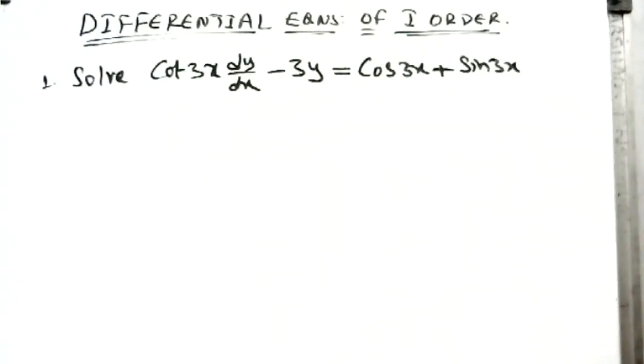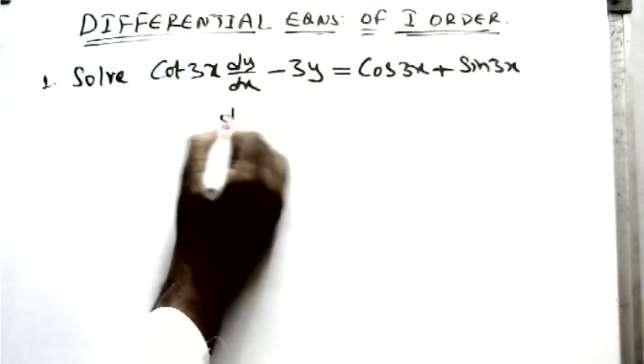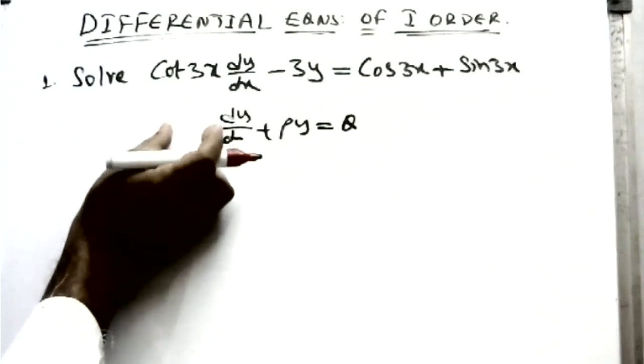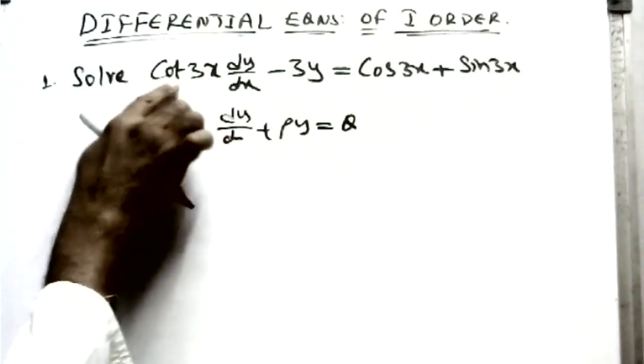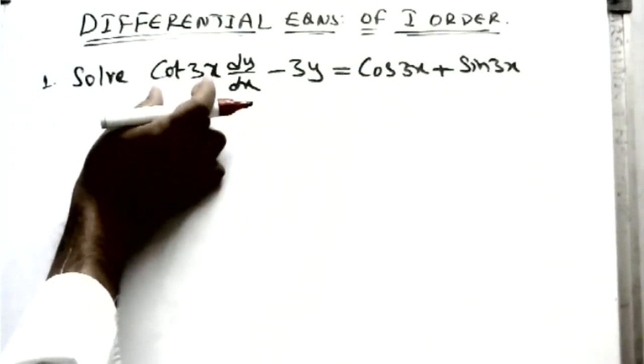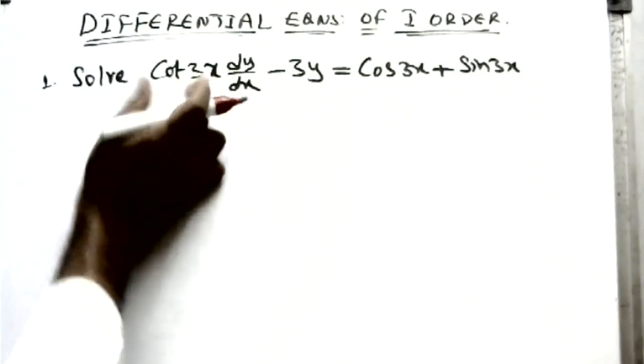Now see the next question. Now watch here carefully. It is not of this form. We have to change, because we are having dy by dx plus py equals to q. We don't have any value of any function here. So we have to take out this cot 3x from here.